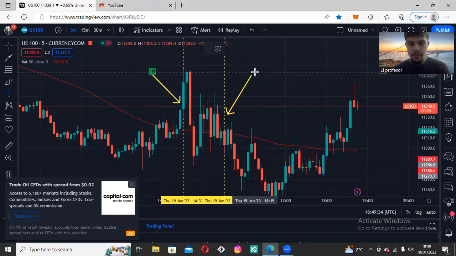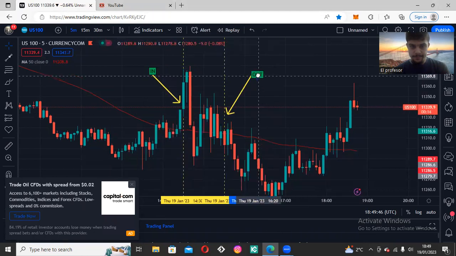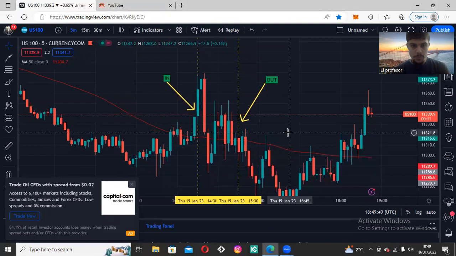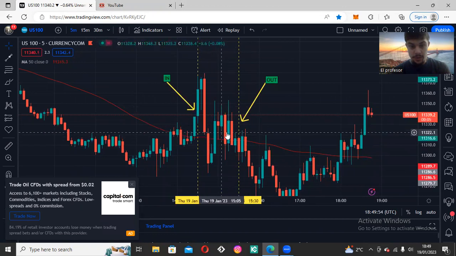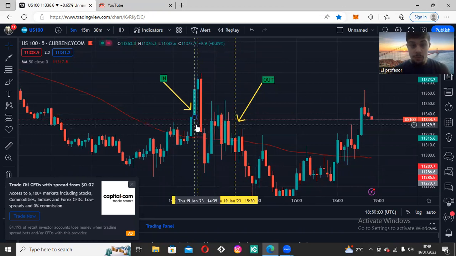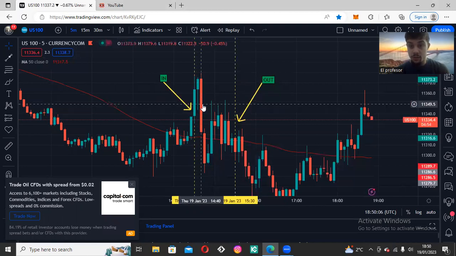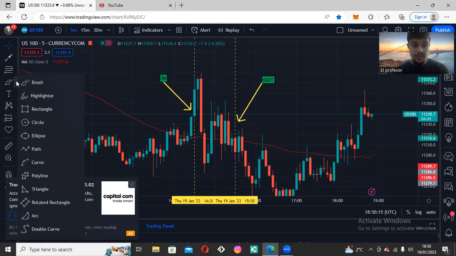So this is my trading zone. Okay, 1 hour. So at the beginning of the New York Open, we have two bullish candles. Then what happened next? The price creates a resistance level right here.